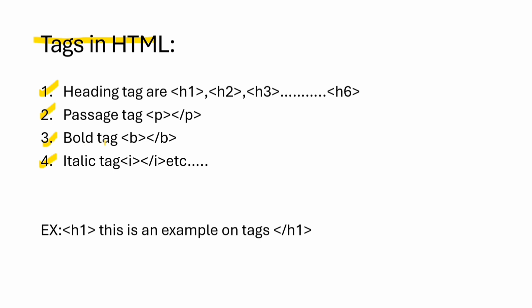Similarly, the bold tag is used to bold the passage or the content we have written in between an open and closing tag. And the italic tag is a font style that may apply to the content we have written in an open and closing tag.